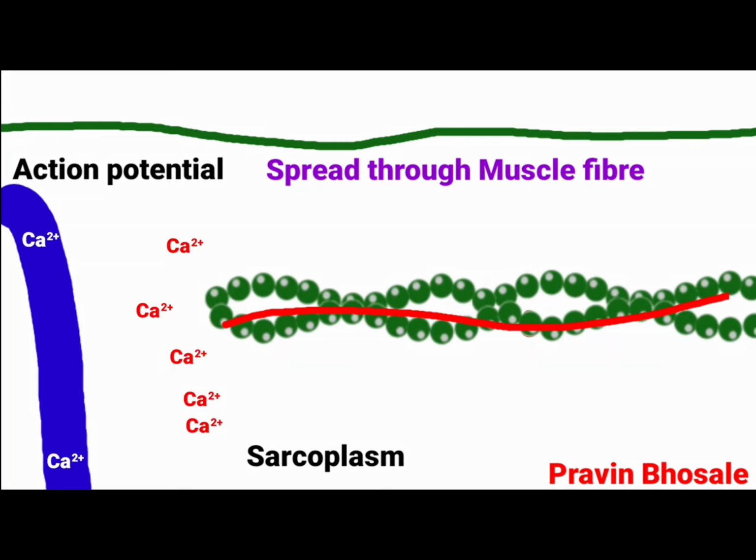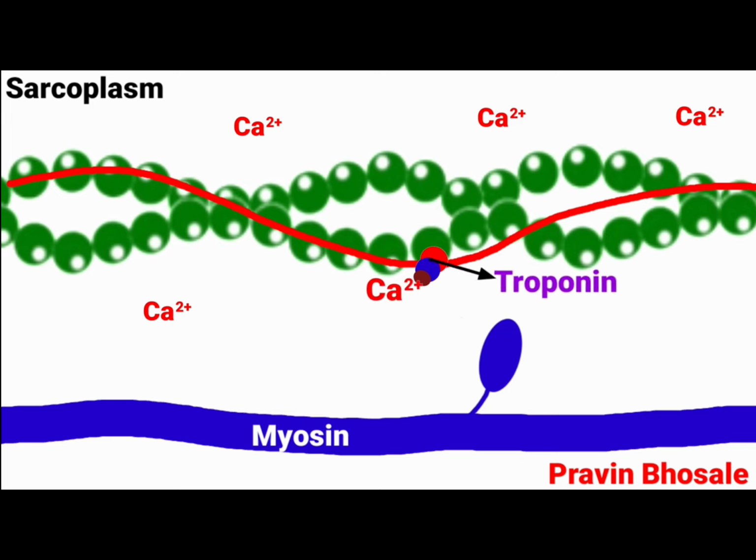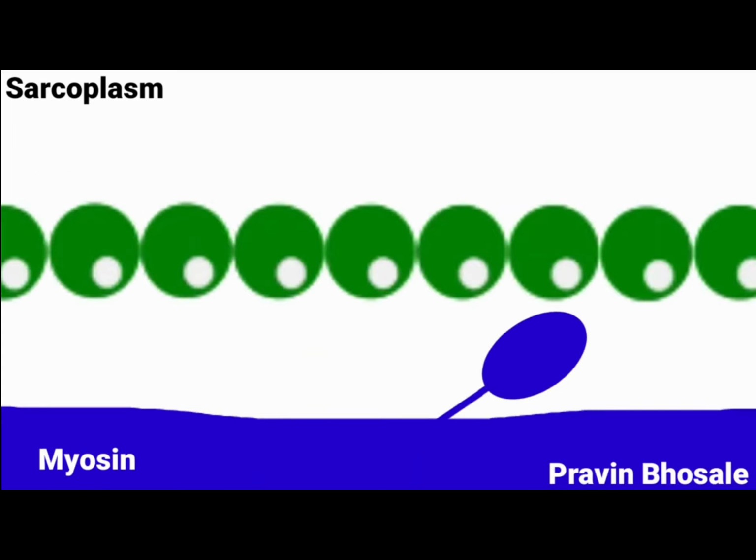These calcium ions are released from the sarcoplasmic reticulum. An increase in calcium level leads to the binding of calcium with the subunit of troponin on the actin filament, and thereby removes the masking of the active site for myosin. So this region becomes uncovered.